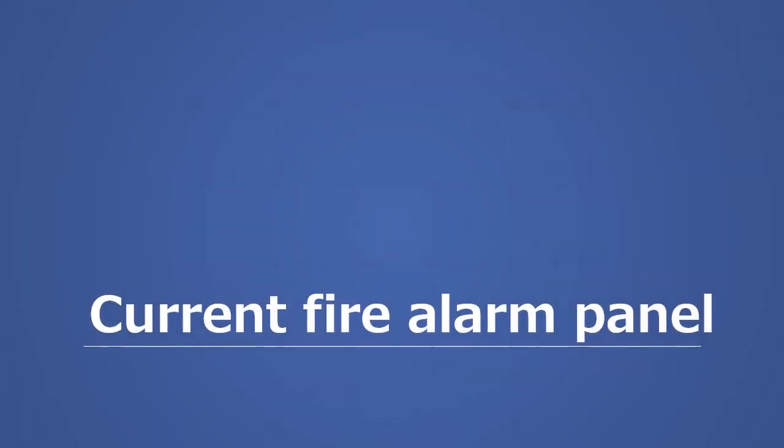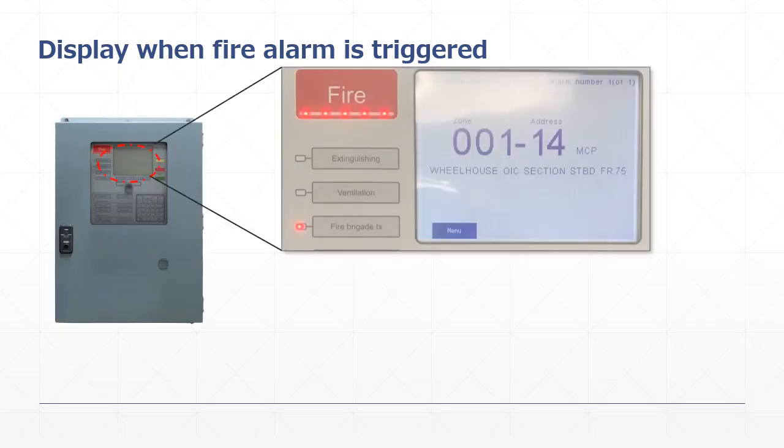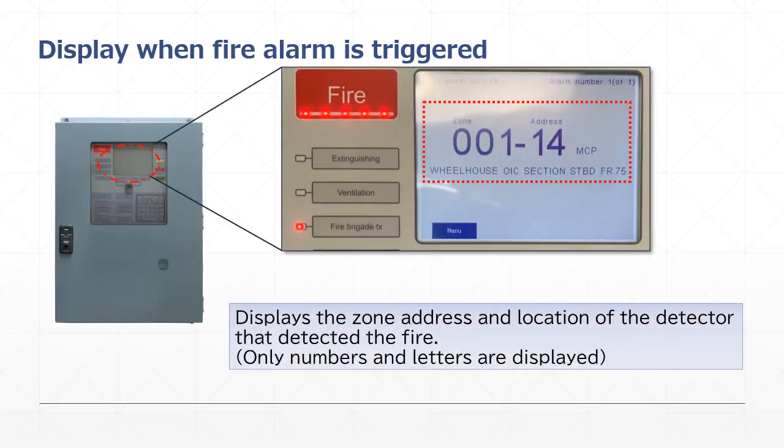First, let me explain about our control panel for fire detection system. When a fire is detected, the zone address and location of the detector that detected the fire are displayed on the control panel in English.